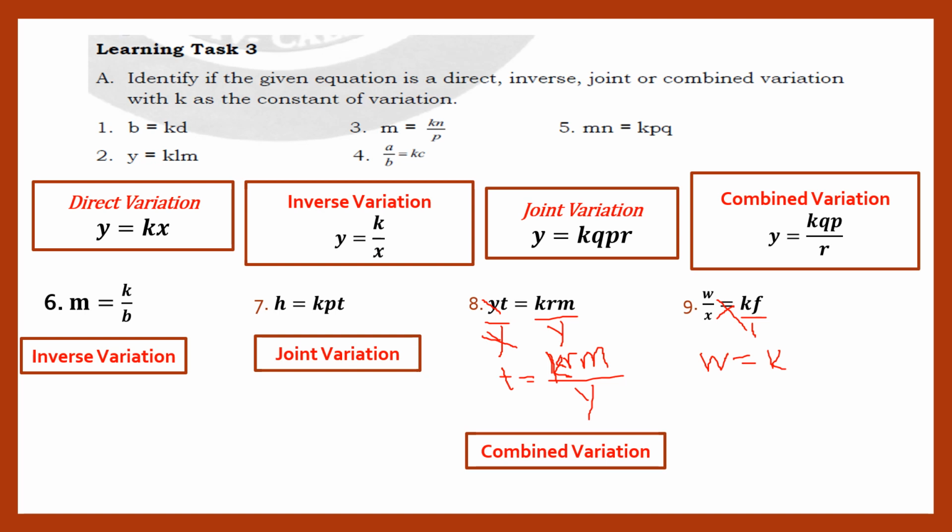k times f times x. Now, in this example, we already have one variable on the left side of the equation, which is w, is equal to k times f times x. What we are doing on the constant is multiplying f and x. These are two variables, so we cannot say that it's a direct variation because we already have two variables, f and x, multiplied to your constant k. Therefore, this is a joint variation. So that is how you are going to answer learning task 3A.